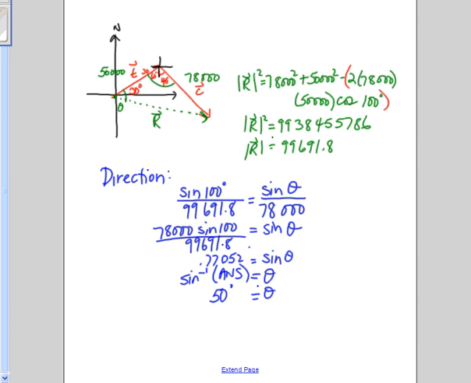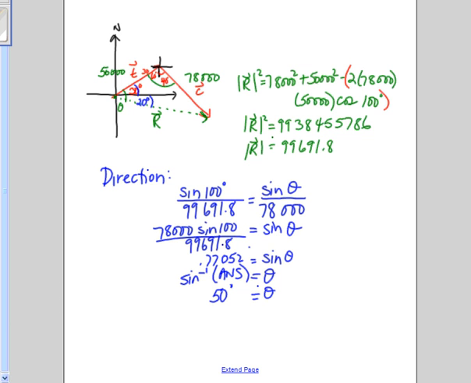Since we knew the 30 degrees was above the horizontal, we must have another 20 degrees below the horizontal. So we know this 30. We know the total is 50, so this must be 20 degrees in here. That means we have a bearing of 110 degrees. We have an identical answer to the last time we did this problem.